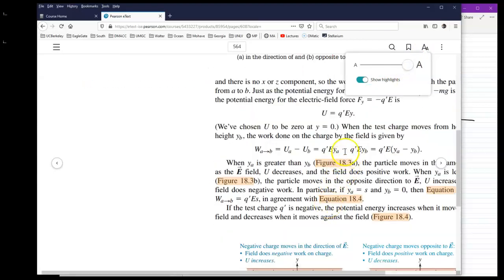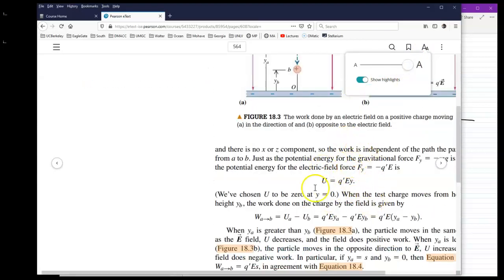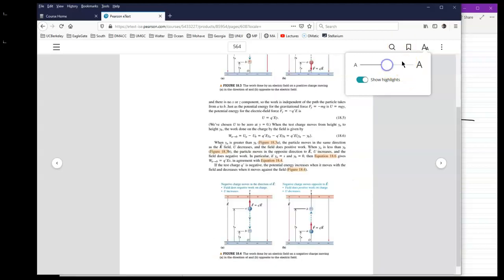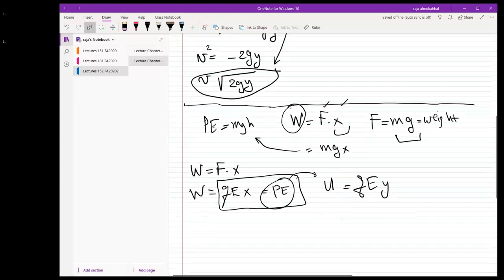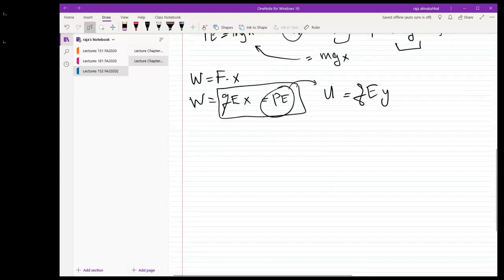Oop, right there. You see it? Right here. QEY. Okay. So what does that mean? I'll give you a simple example.